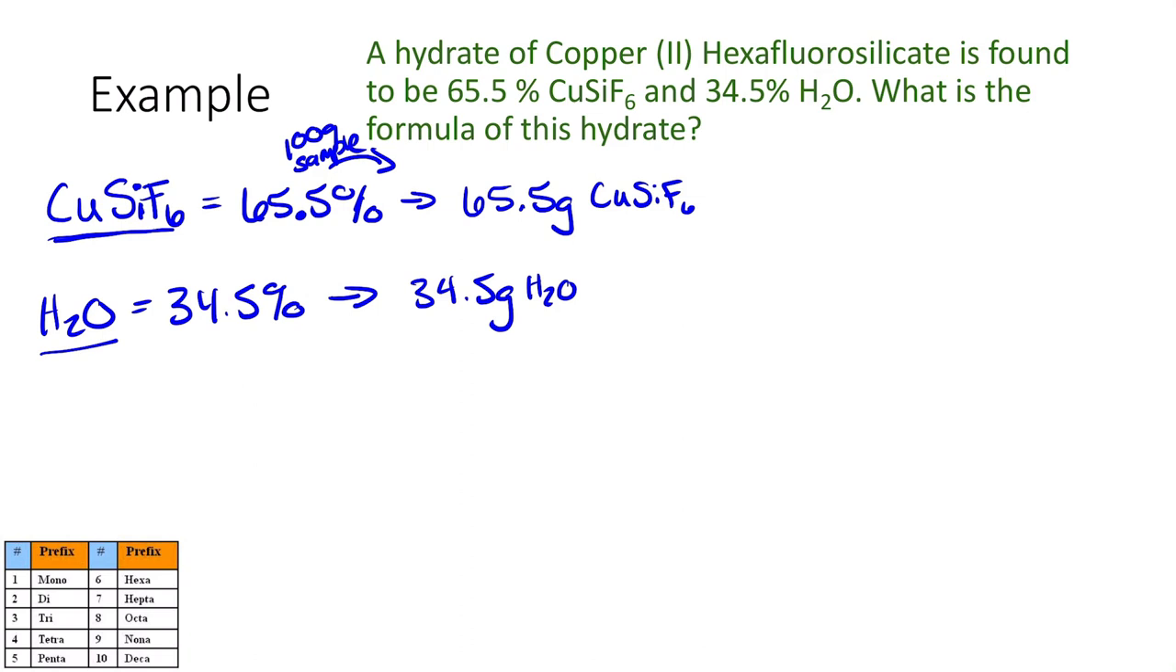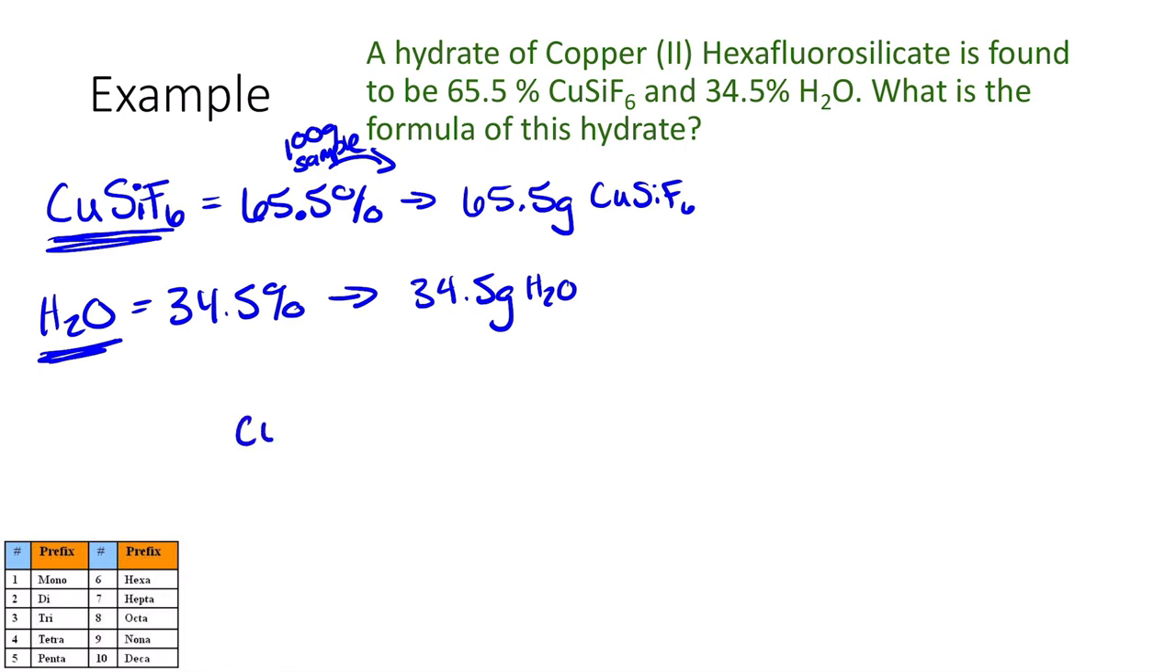All right, so now that we're in grams, we have to convert these to moles. And in order to convert these to moles, I have to have the molar mass for both of these compounds. I have to have the molar mass for copper(II) hexafluorosilicate, and I also have to have the molar mass for water. So let's go ahead and do those calculations really quick.